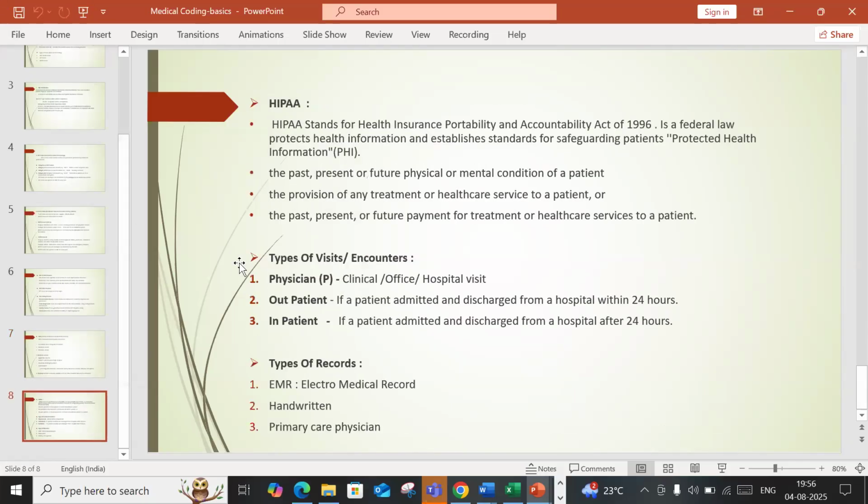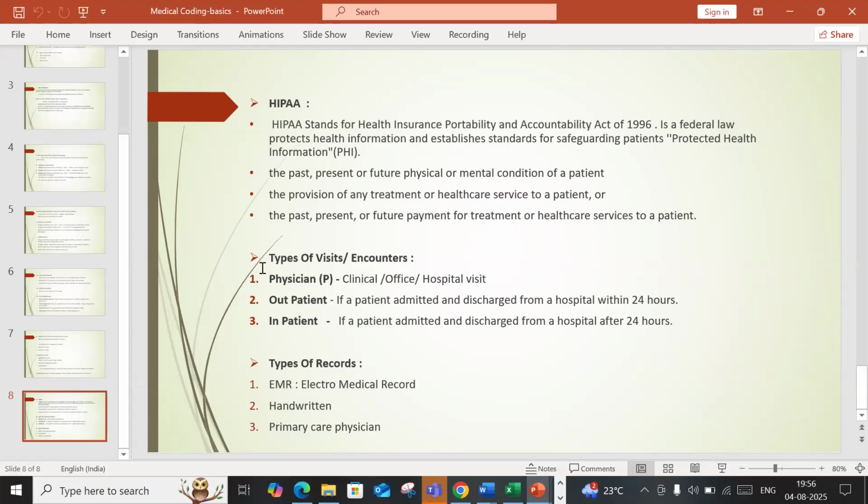So next one is HIPAA. HIPAA stands for Health Insurance Portability and Accountability Act of 1996. It is a federal law that protects health information and establishes standards for safeguarding patients' protected health information. Because patients have insurance policies and get treatment from doctors, as medical coders, we are working on that patient's prescription.